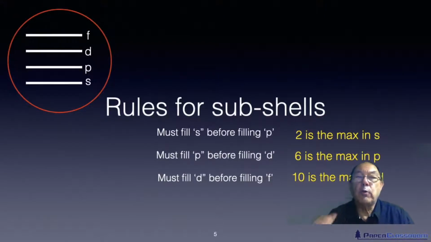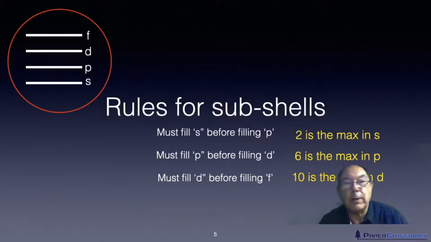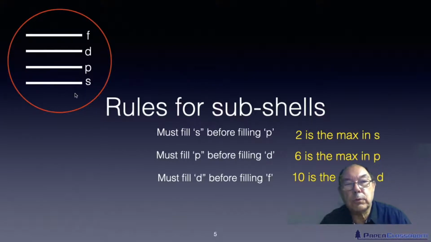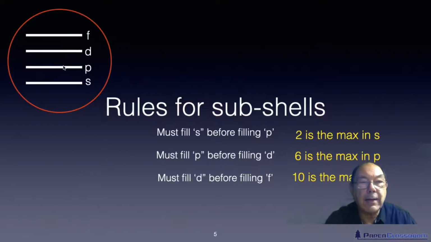Now, just like there are rules for filling the shells, there are rules for filling the subshells. So again, you must have at least 2 electrons in the S shell before you can start to fill the P. The first electron that comes cannot go anywhere else other than the S shell, must fill the S shell before the P. So first electron must go here, second electron must go here too.